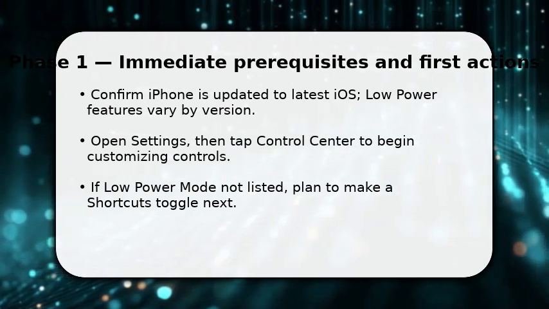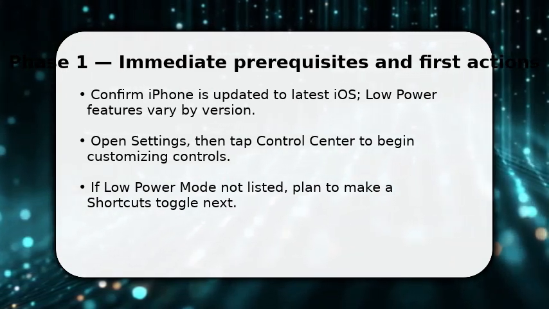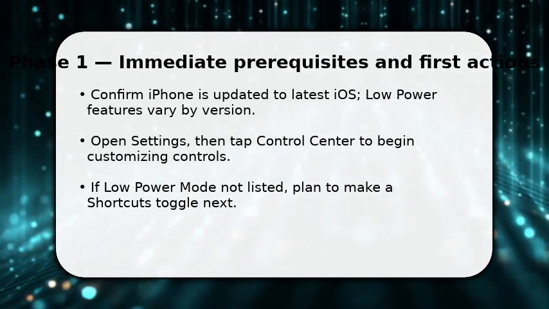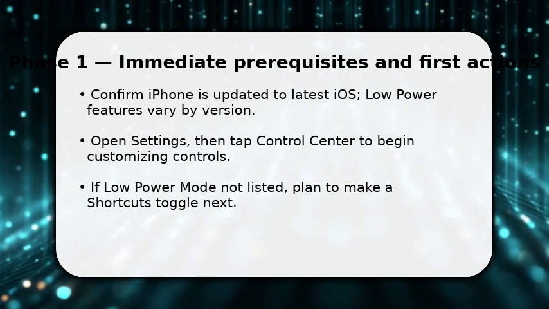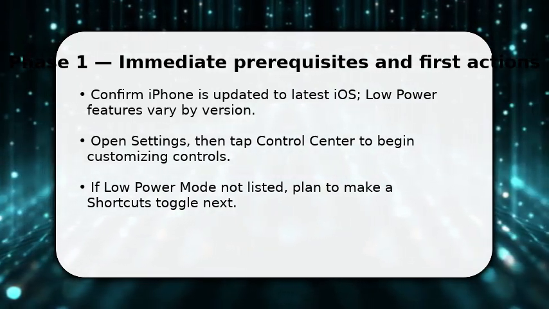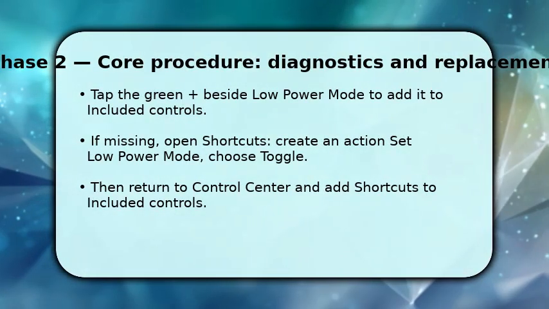Scroll the More Controls list and look for Low Power Mode. Add it if visible. If it's not present, don't stop. Make a shortcuts-based toggle instead, since shortcuts can expose low power mode to Control Center when the built-in control is absent. Now add the control itself.